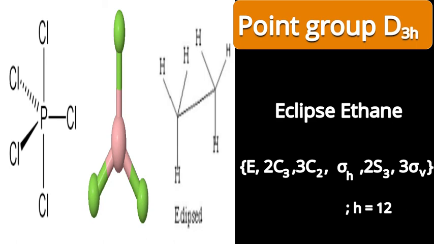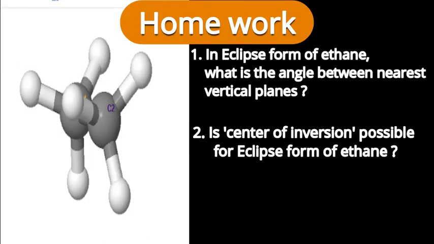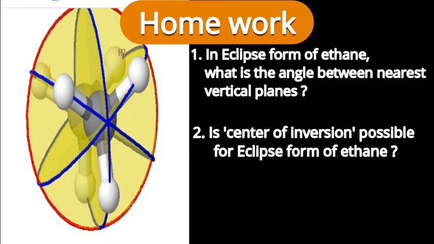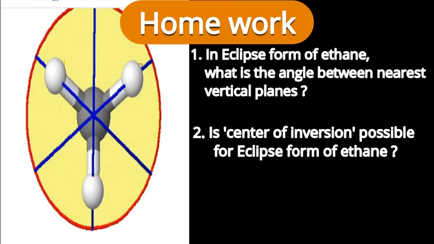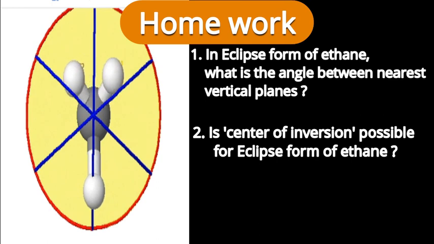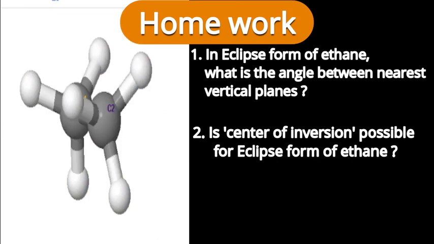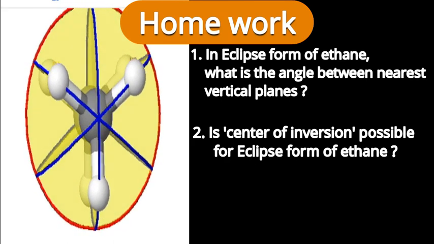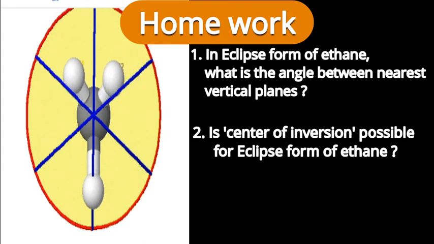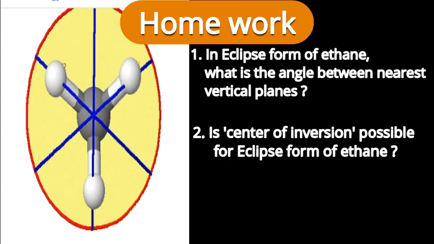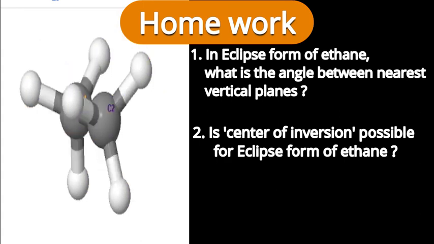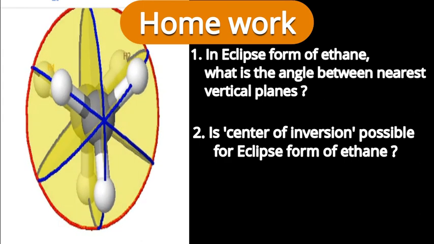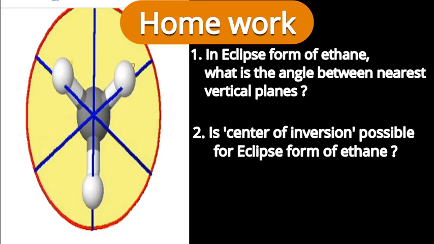Students, now it is time for homework. Two questions I am asking here. The first question is related to the eclipsed form of ethane. Just tell me, between two vertical planes, what is the angle in the eclipsed form of ethane? And the second question, is there a center of inversion? Are these two questions clear?